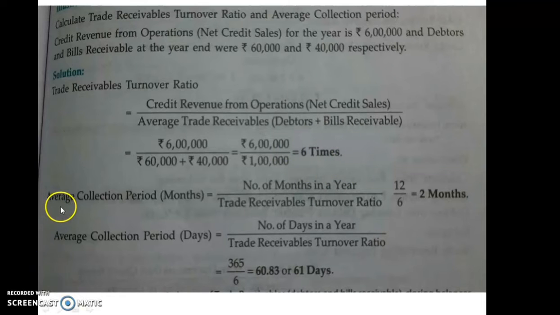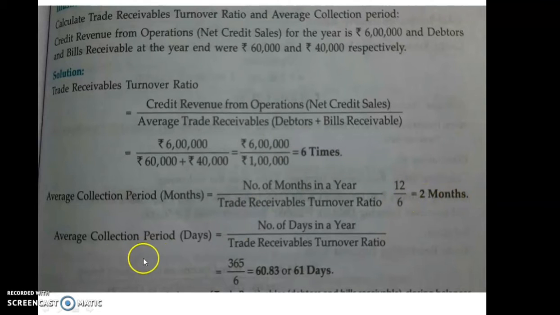Now how to find average collection period? That is also asked in your question. To calculate average collection period, the formula is, we can do with both month and days. Number of months in a year divided by trade receivables turnover ratio. In a year there are 12 months, divided by 6. 6 we got from this. Ratio is 6. So dividing it, you will get 2 months.